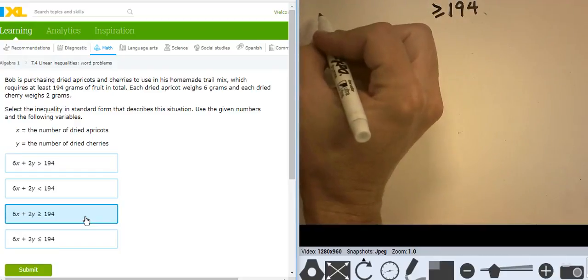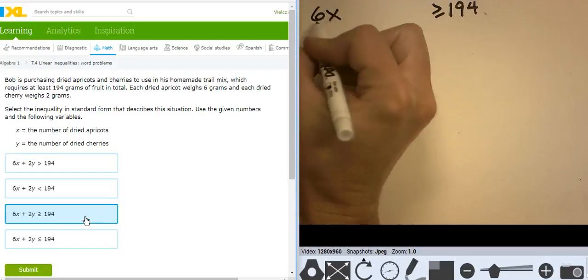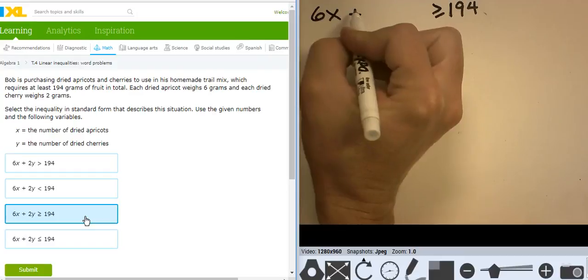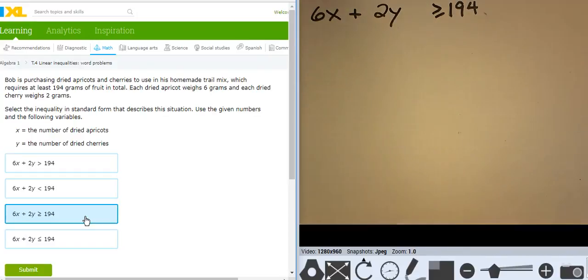So if dried apricots is 6, each dried apricot weighs 6 grams. So 6 grams, those are the apricots, plus cherries weigh 2 grams. That's my equation. It's right there.